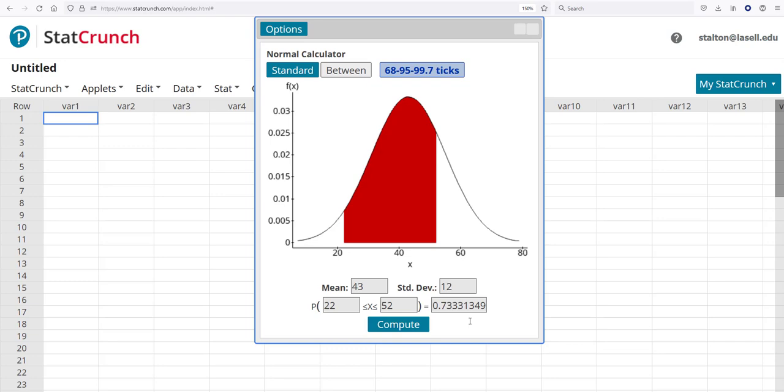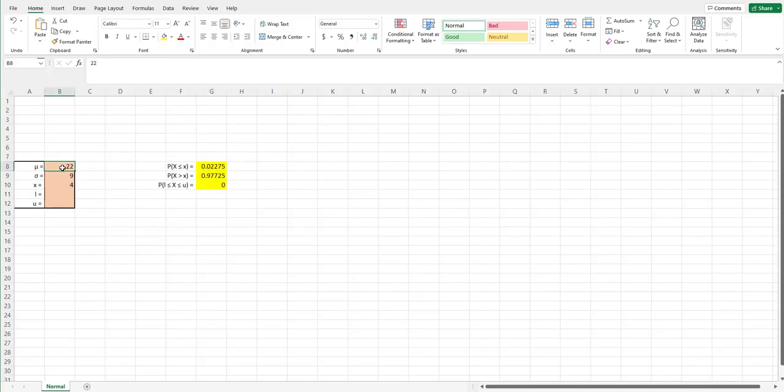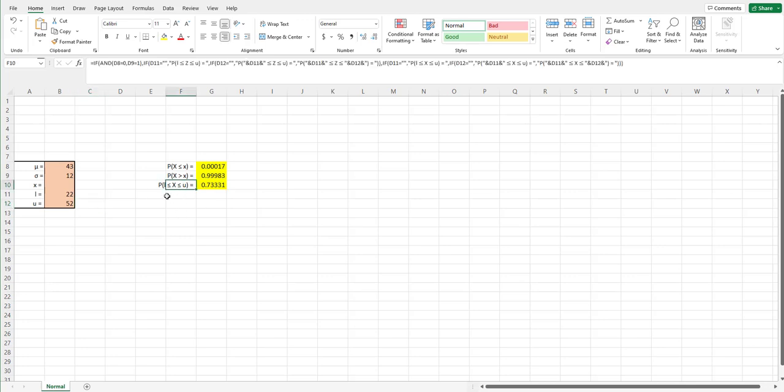All right, and as you can see, we got a picture. It looks just like the picture that you saw earlier. And let's go ahead and use my template. The mean is 43, standard deviation is 12. I'm not going to put an X value there. I'm going to use the lower and upper limit because this is an in-between problem. So my lower limit is 22 and my upper limit is 52. Okay, we want the in-between one, so we want this box here, and as you can see, the answer is 0.7333, just like we calculated.